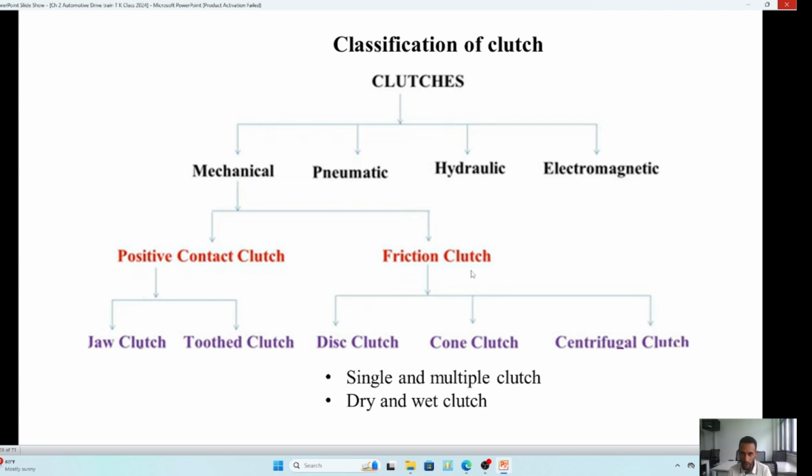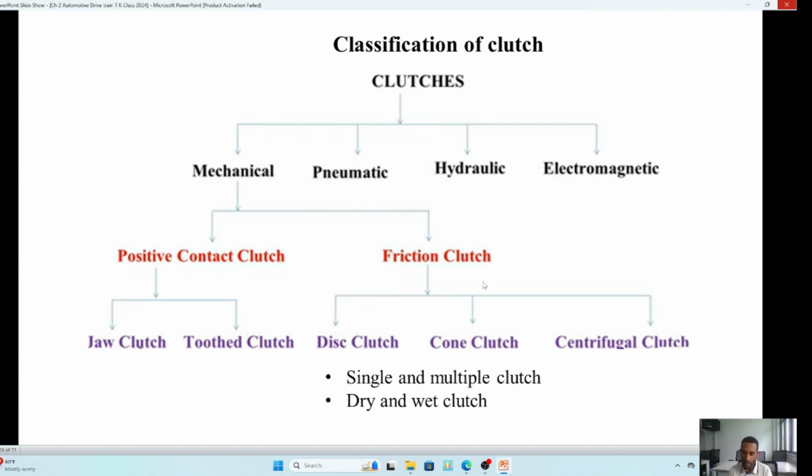When we come to the classification of the clutch, we will have mechanical, pneumatic, hydraulic, and electromagnetic clutches. Specifically, we will try to see the mechanical clutch. This part will be applicable in different areas. When we come to the mechanical, we will have the positive contact clutch and the frictional clutch. The positive contact clutch, sometimes we call jaw clutch or tooth clutch. Mostly they are applicable in gearbox parts. For direct drive applications, for example, they use this. For slide mesh gearboxes, they use this clutch mechanism.